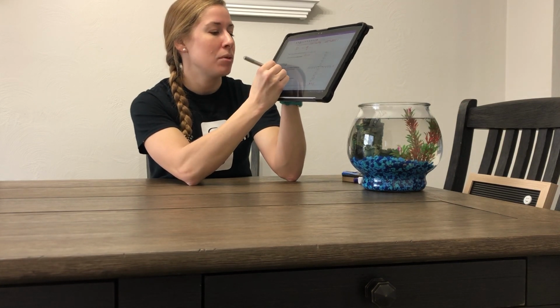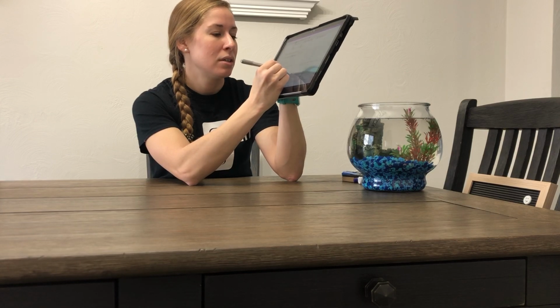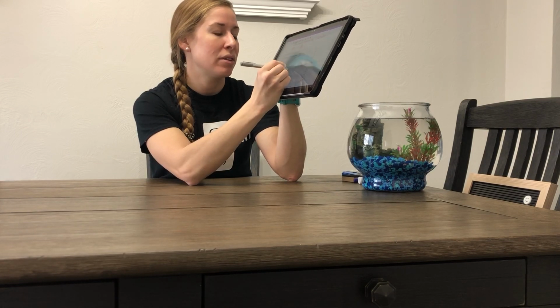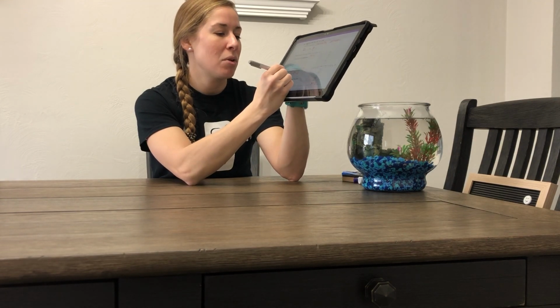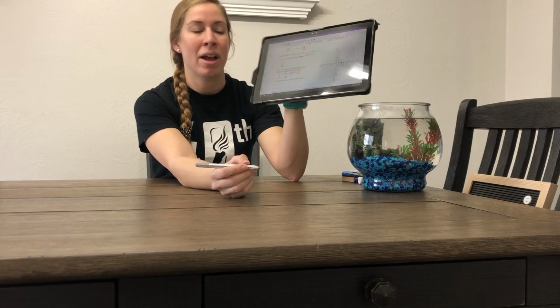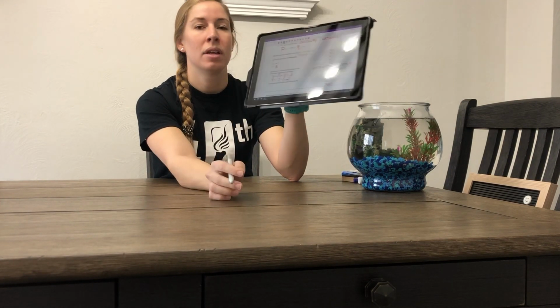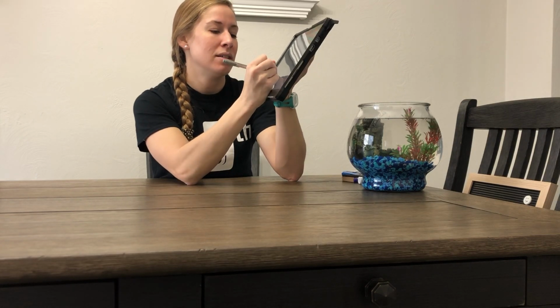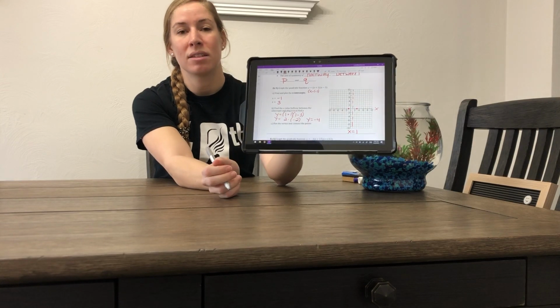So y equals 1 plus 1 times the quantity 1 minus 3. Okay, order of operations, do what's inside your parentheses first. 1 plus 1 is 2, times 1 minus 3, which is negative 2. 2 times negative 2 is negative 4. So the y value of your vertex is negative 4.